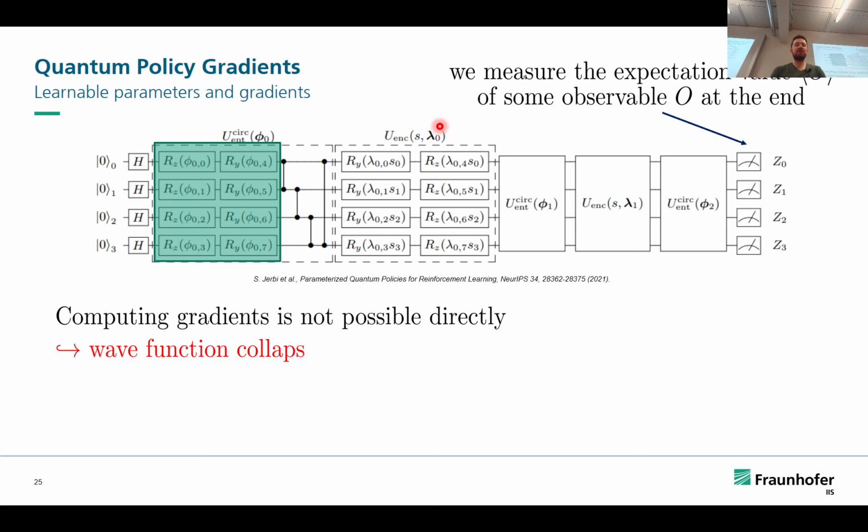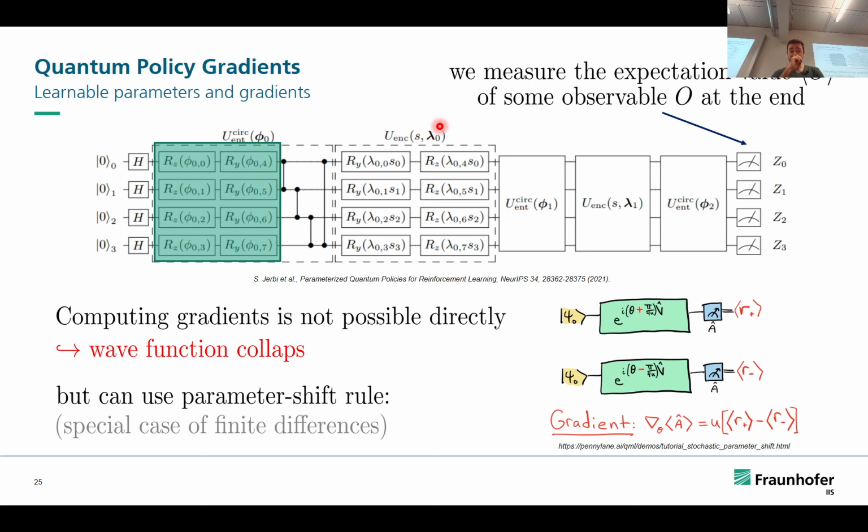We have to use different methods for that. And actually the method that's most commonly used is the so-called parameter shift rule, which is a specific instance of a finite differences approach. So we just take our parameters, vary them slightly in the positive and the negative direction, measure the same observable at the end, and then from the results we get, we can approximate the gradients with respect to our parameters.